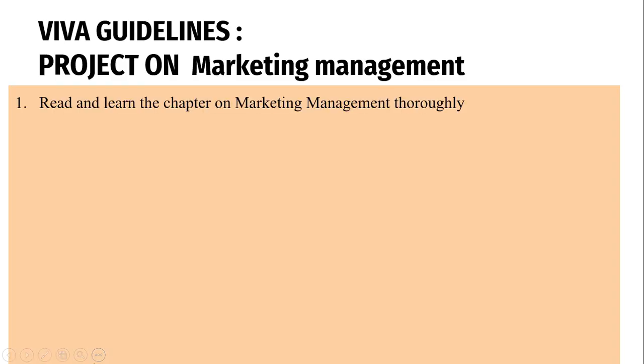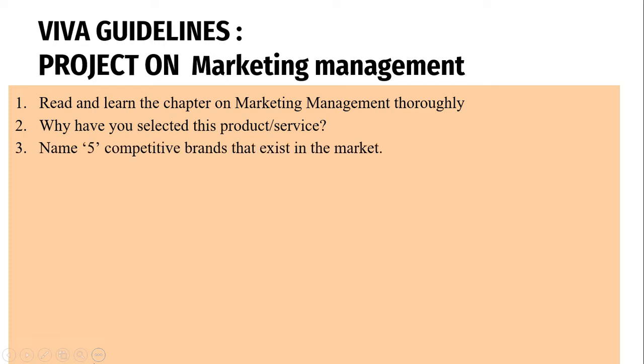First, you should read and learn the chapter of marketing management thoroughly. Read the entire chapter. Then, the question can be which product or service have you selected? Then what are the 5 competitive brands that exist in the market? If you have selected a juice, what are the 5 competitive brands that you have in market?